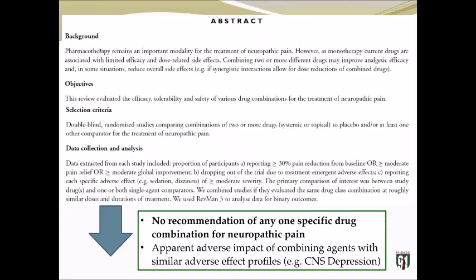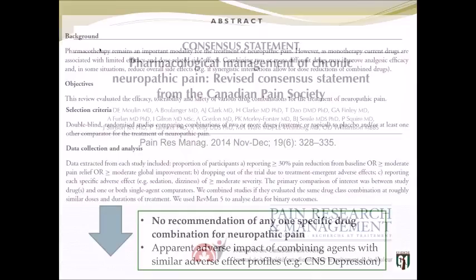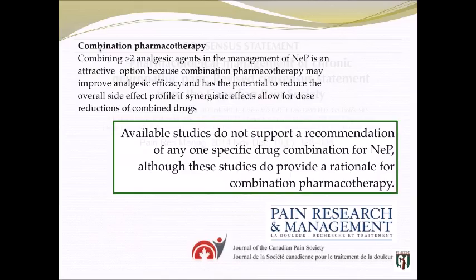From the Canadian Pain Society, they mentioned that available studies do not support a recommendation of any one specific drug combination for neuropathic pain, although studies do provide a rationale for combination pharmacotherapy. Again, we have to base it on the risk of the patient to monotherapy and see whether we get the desired improvement based on patient follow-up.